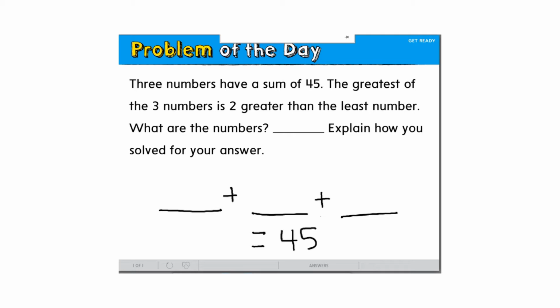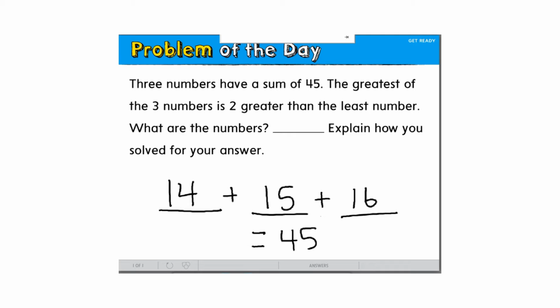So, Jameson, what answer did you get? I got 16, 15, and 14. So 14, 15, and 16. When you add those numbers up, those equal 45. Let me show you a quick way to add those numbers up.